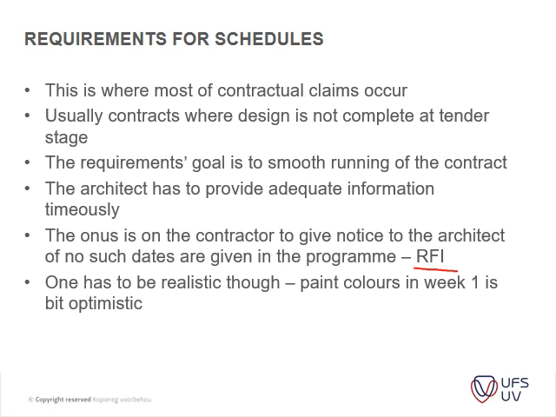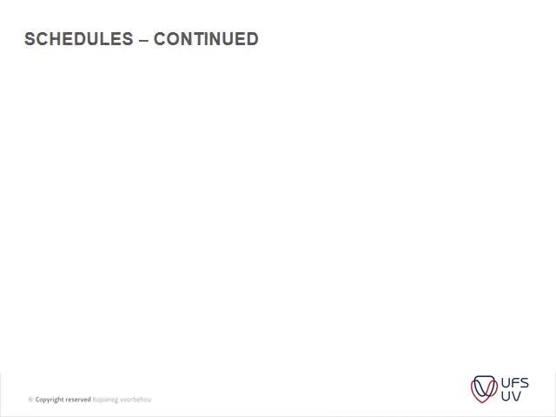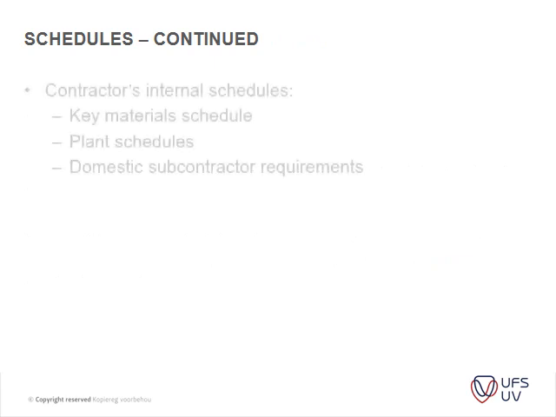One has to be realistic though. Paint colors can't be given one week within the contract. It's just a little bit too optimistic, but you need to timeously ask for your information so that you can still order your material in time. Okay, so the schedule continued.